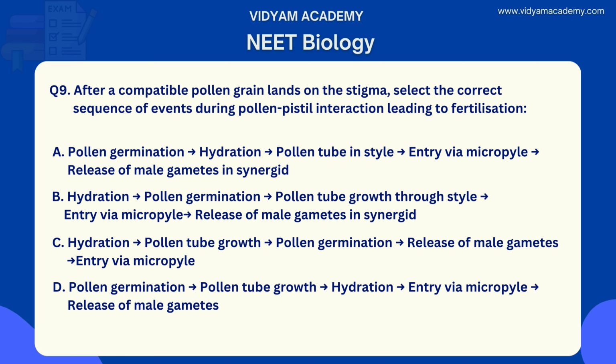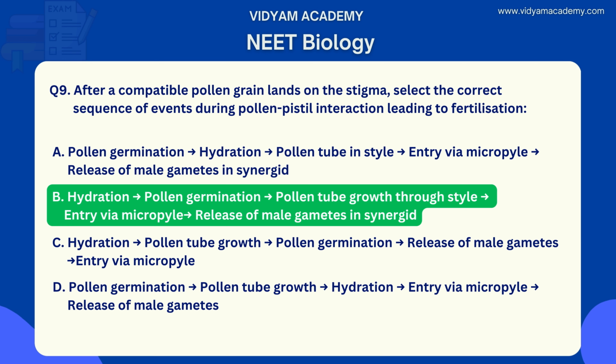After the compatible pollen grain lands on the stigma, select the correct sequence of events during pollen-pistil interaction leading to fertilization. What is the right answer? Your time starts now. The correct answer is option B. Hydration, germination, tube growth, micropyle entry, gamete release in synergid.